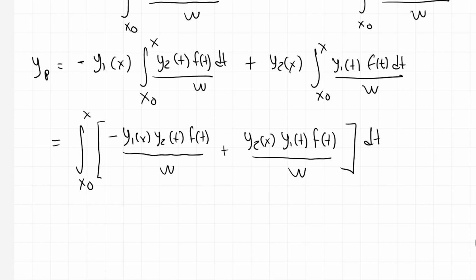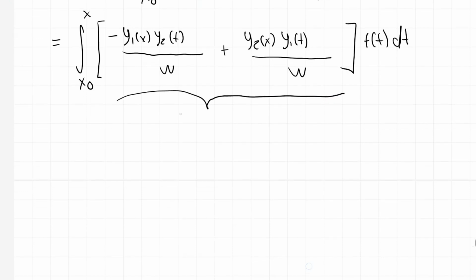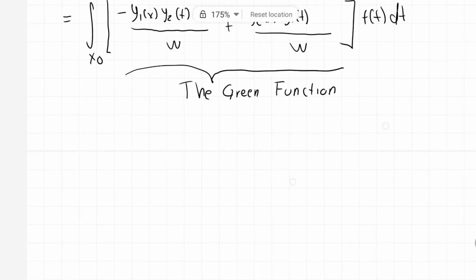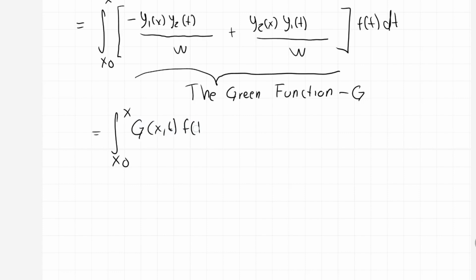Now we see that we can take the common factor f of t and take it out of the brackets. We write it here, and this function that we have here, which is a function of two variables, x and t, is what we are going to call the Green function, in honor of the mathematician George Green. So we can rewrite this as the integral from x0 to x of a function of x and t times f of t dt.